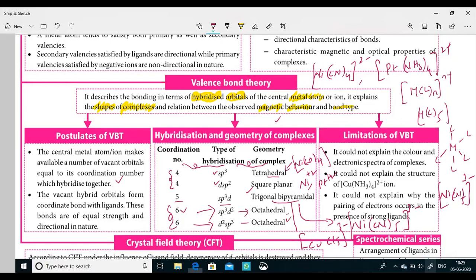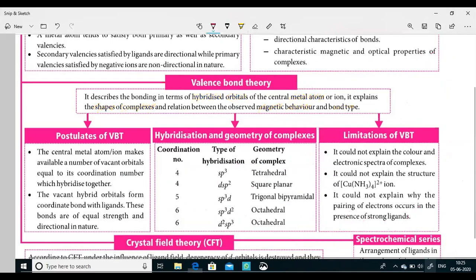Now coming to the limitations. What are the limitations of valence bond theory? This valence bond theory also has limitations. Let us have a look at them. See here, it could not explain the color property of the complexes, and it could not explain the electronic spectra of complexes.